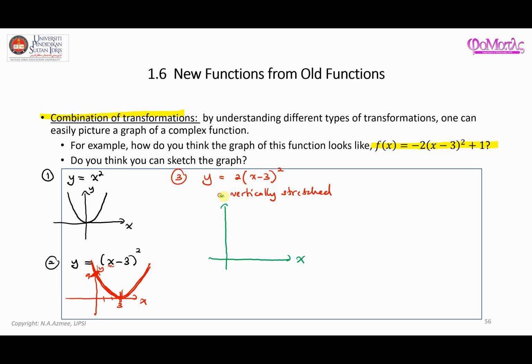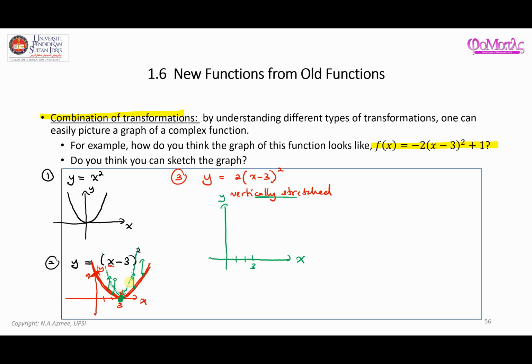This is x, this is y. So this is 1, 2, 3, for example, 3. If you talk about vertically stretched, at this point here, this is (3, 0). It is not going anywhere. This behaves like an anchor. But the rest of the points, you can imagine pulling this point upwards, pulling this point upwards. You are stretching, this point is going upwards, this point is going upwards, and so on. So it's going to be looking something like this.